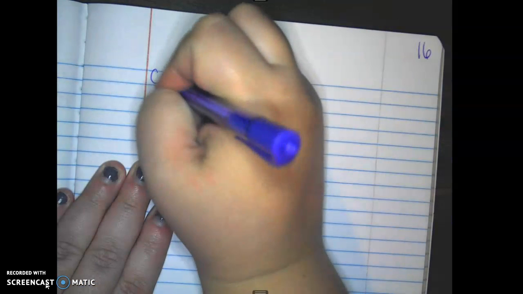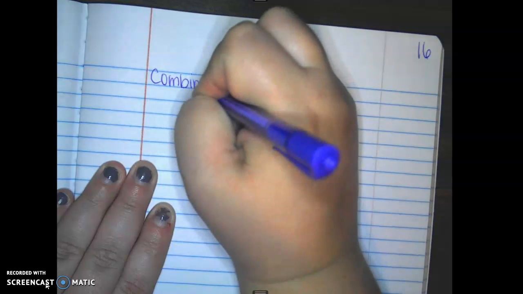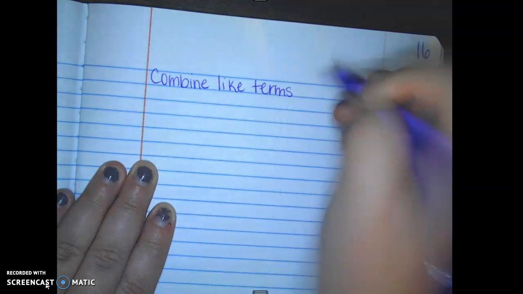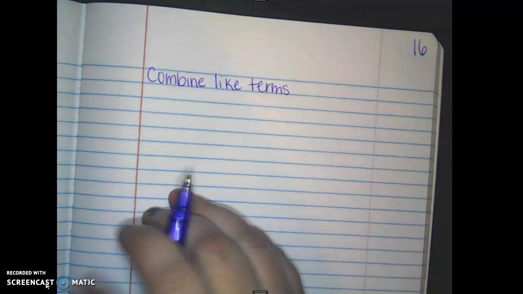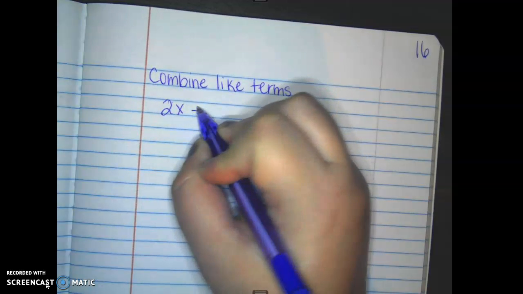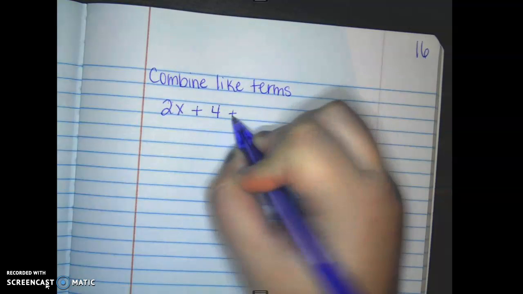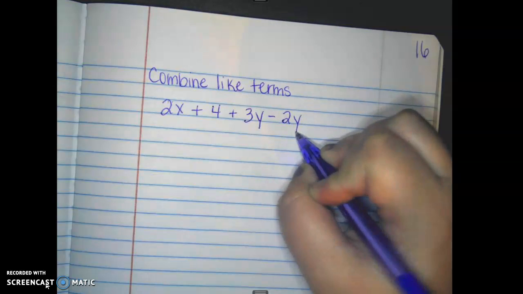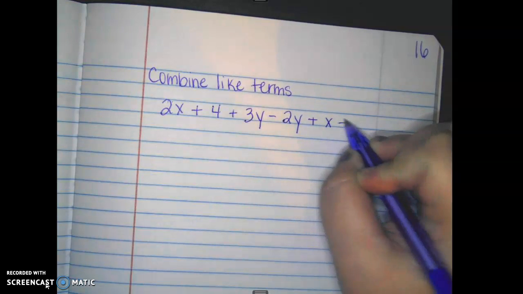All right, so we're on page 16 on the right side. Hopefully we're keeping up with our journal. But we have combine like terms. Combine like terms. And I'm going to skip a line because I'm going to space this out pretty well, because we're going to do a few things with it. It's 3y minus 2y plus x plus 7.